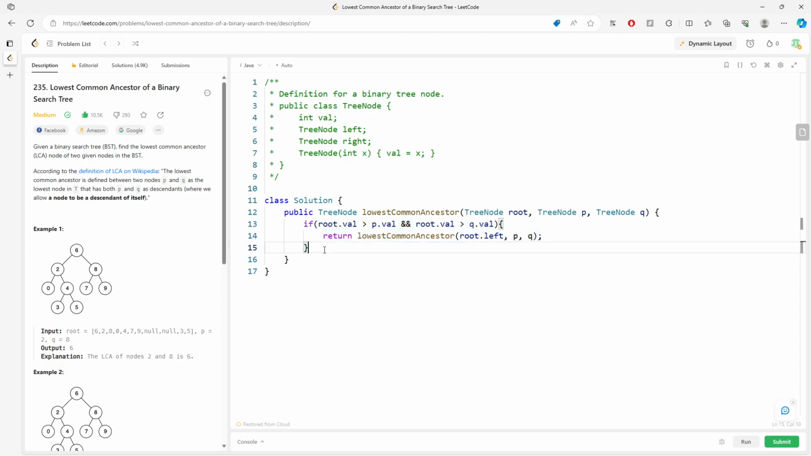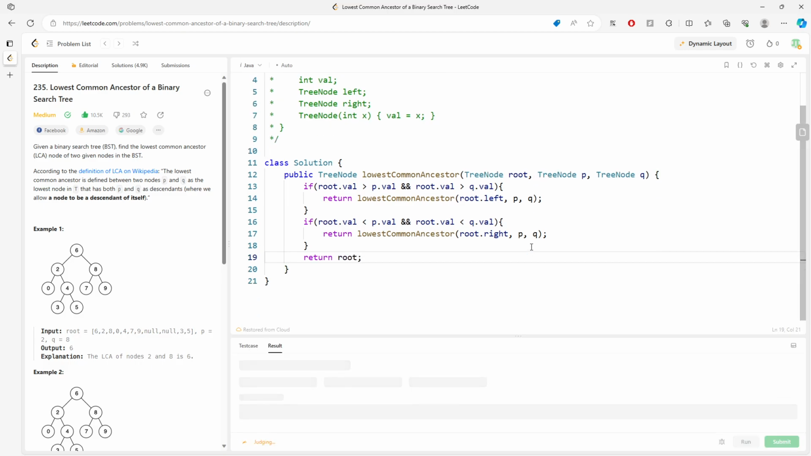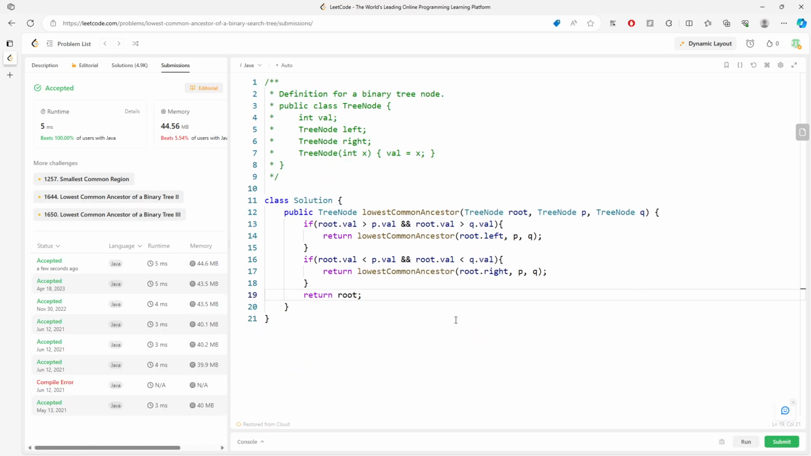The other scenario is the other direction, and this has to be right. The last scenario: it doesn't matter whether one is on the left and the other on the right, or one is actually the root itself. You just return root. This secures that this is the lowest common ancestor. So this is how it is.